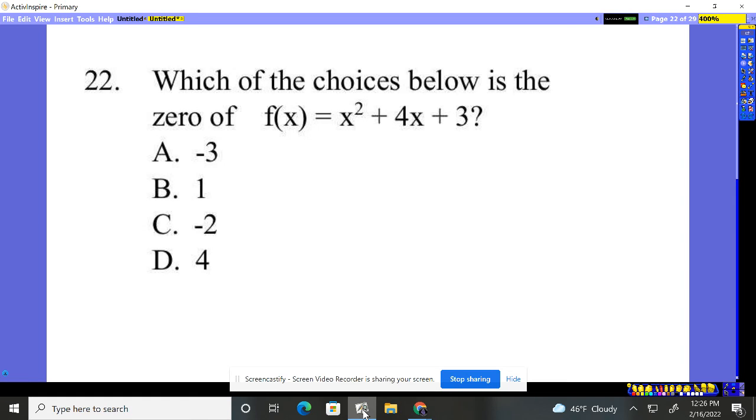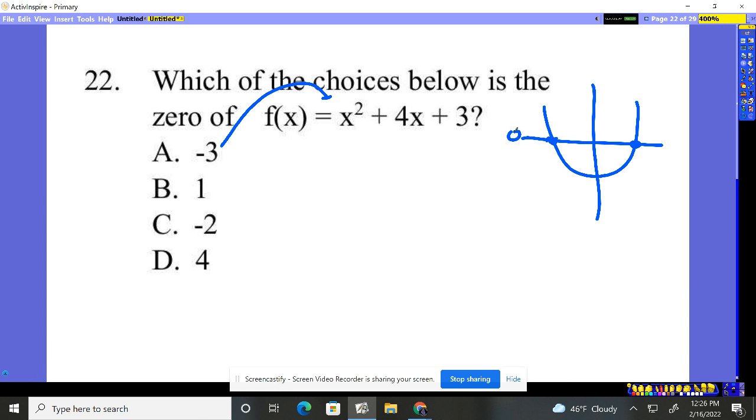22, which of the choices below is the zero of this function? Now, to be the zero of the function, it simply means when I plug -3 into my x value, am I going to get an answer of 0? Technically, we have this graph and we're trying to find where it has a height of 0, where it's crossing the x-axis. In other words, the height here would be 0.